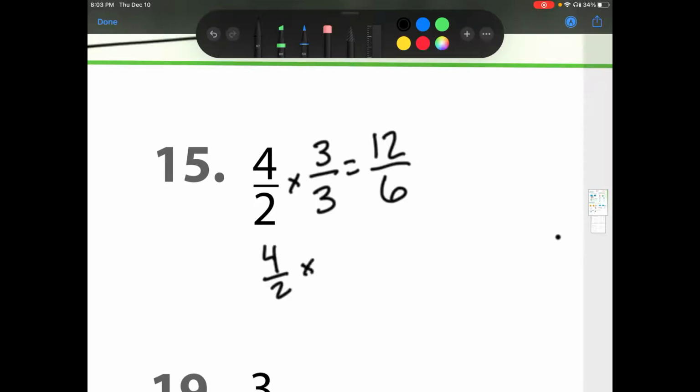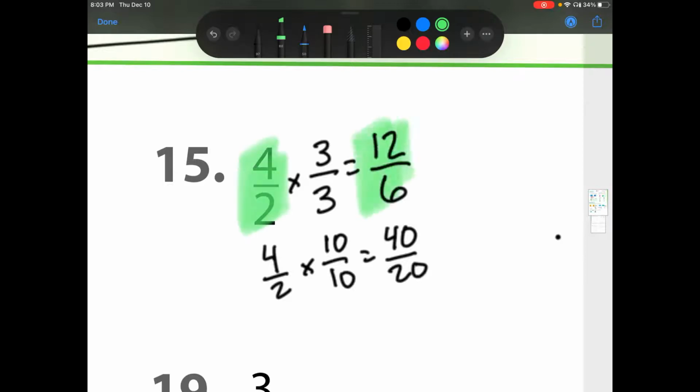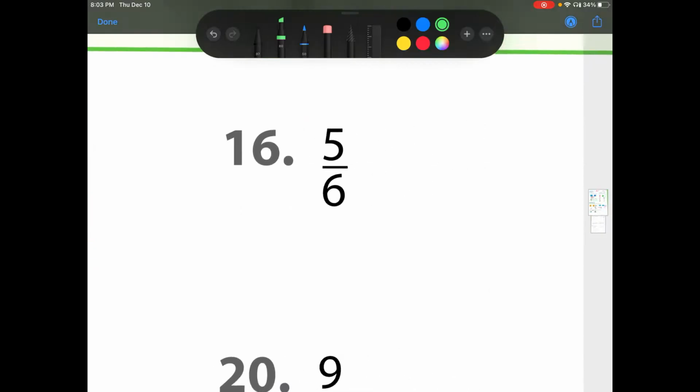And now let's head to our next one. 4 halves times, I'm going to pick 10/10, which is 40/20ths. Remember, you can pick any number you want as long as the number is the same for the top and the bottom. As long as you're multiplying by the same numerator and denominator number. So 4 halves is the same as 12/6, which is the same as 40/20ths.